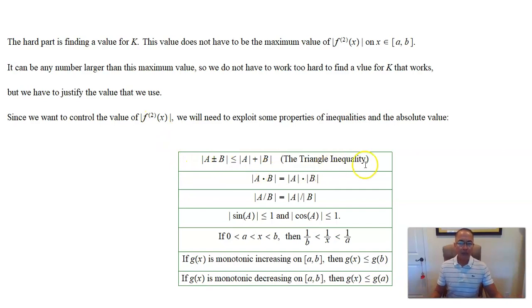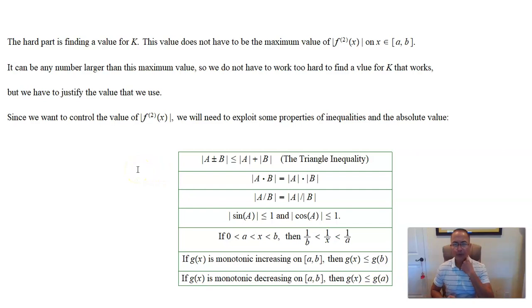The most important of these is probably something that you've never seen before, or if you have, maybe just once or twice. It's called the triangle inequality. It says, if you're adding or subtracting any two real numbers, then the absolute value of that sum or difference is at most the sum of the absolute values of those two numbers. So let's think about that for just a little bit. Why is that true?